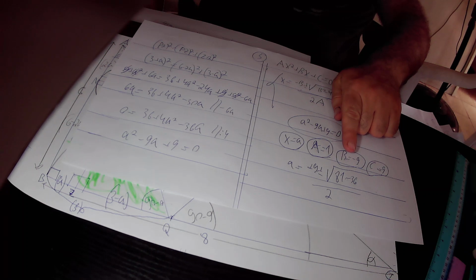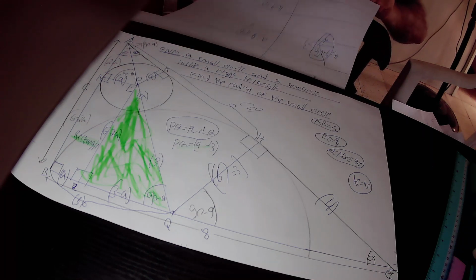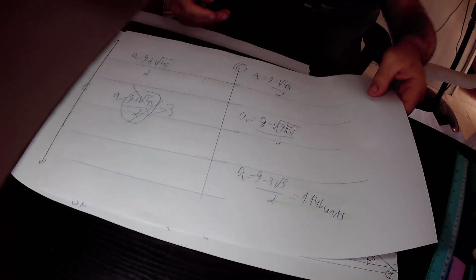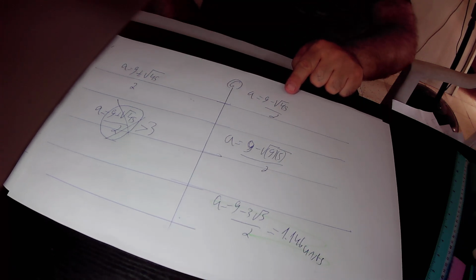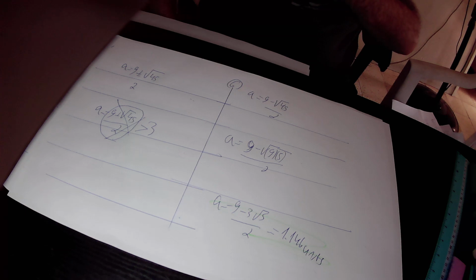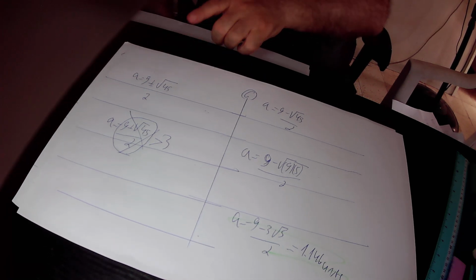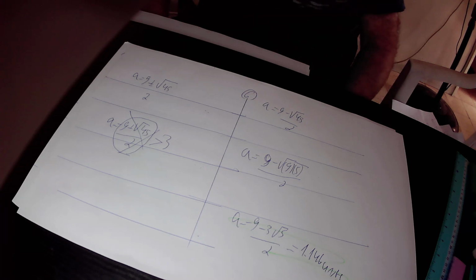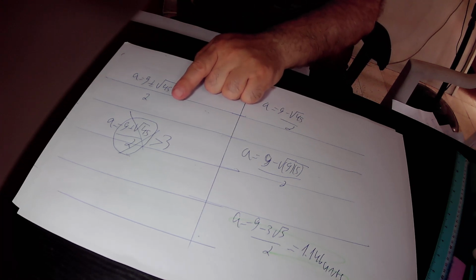81 minus 36 is 45, so inside the root we have only 45. We found that A equals 9 plus or minus the square root of 45 over 2. So here we have two possible solutions for A. The first solution for A is that A equals 9 plus the square root of 45 over 2.